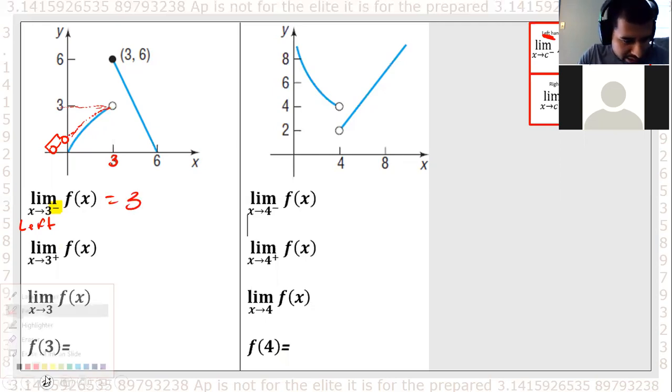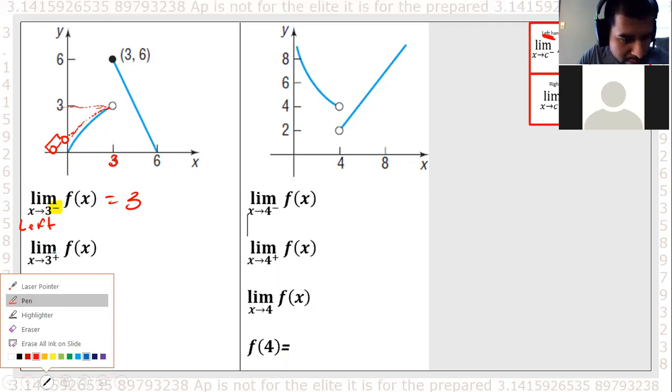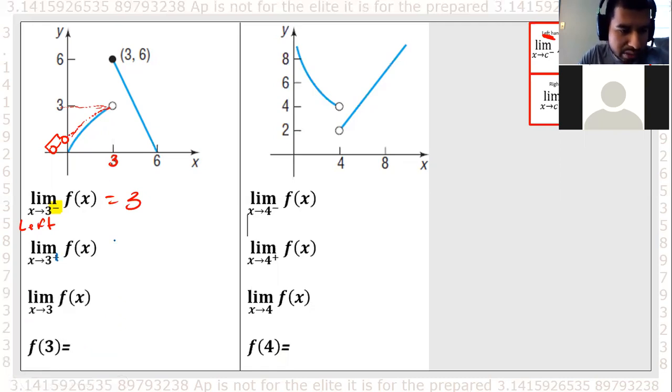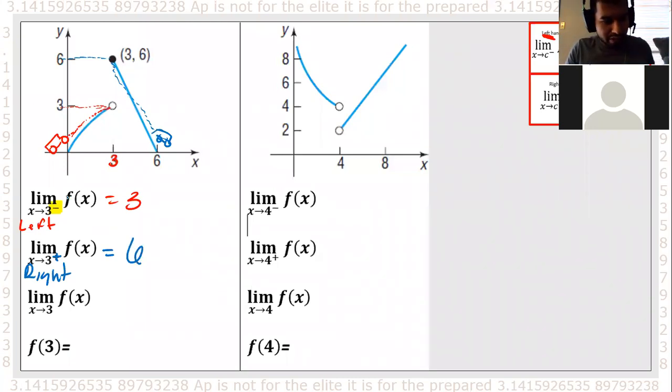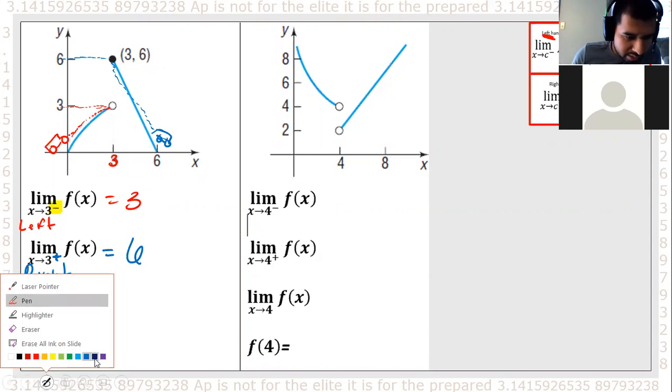Okay, now here's where it gets a little bit trickier. This little plus sign right here on the exponent means I'm going to 3 from the right-hand side. So my little roller coaster is right here, and I'm going from the right-hand side to 3. And what is my height at that value? That height right there is 6. So that was very different, because from the left-hand side I got 3, and from the right-hand side I got 6. So that's going to make something different on my both.